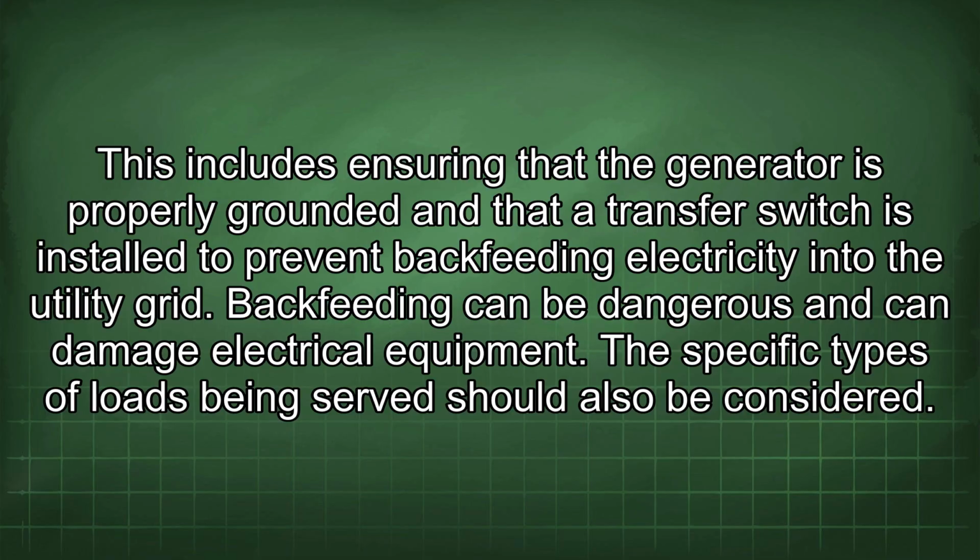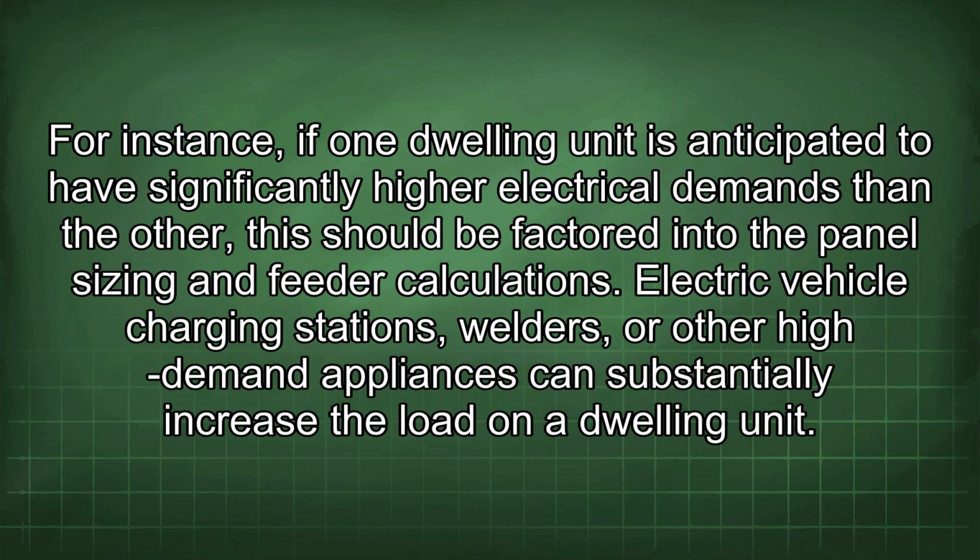The specific types of loads being served should also be considered. For instance, if one dwelling unit is anticipated to have significantly higher electrical demands than the other, this should be factored into the panel sizing and feeder calculations. Electric vehicle charging stations, welders, or other high-demand appliances can substantially increase the load on a dwelling unit.